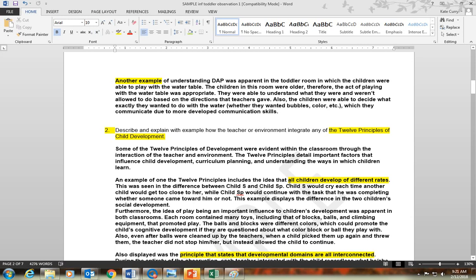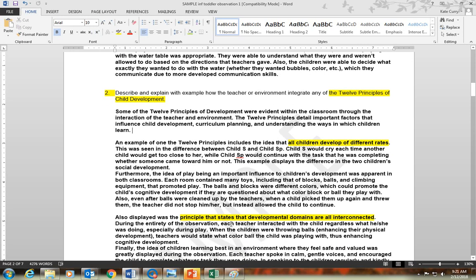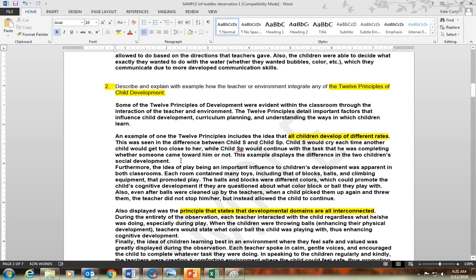You can see here that they've talked about an example of how children develop at different rates and how domains of development are interconnected. They've given specific examples so that I can see they've read the 12 principles, and they've given detailed examples. There's a spelling error here, so you just want to always proofread your work. Read your work out loud. Your brain will self-correct when you read silently because it knows what you want to say. If you read out loud, you'll catch all of your errors a lot of the time.